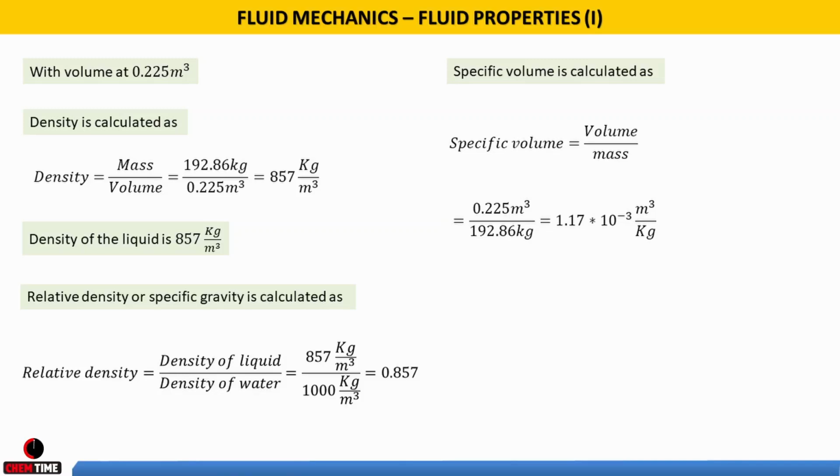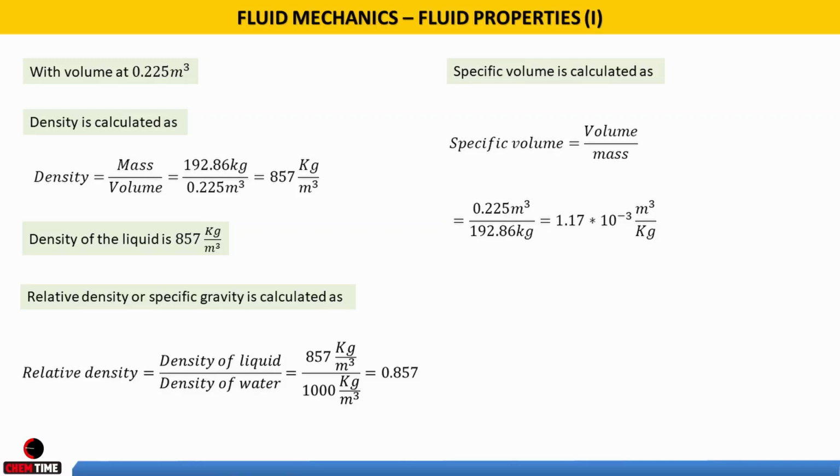Relative density, also known as specific gravity, can be calculated as density of the substance by density of the reference substance. And if the substance under consideration is liquid, the reference substance becomes water, whose density is 1000 kg per meter cube. Therefore, relative density is equal to density of liquid by density of water, that is 857 kg per meter cube by 1000 kg per meter cube, that is 0.857. If you observe, relative density does not carry any units, whereas density carries units.